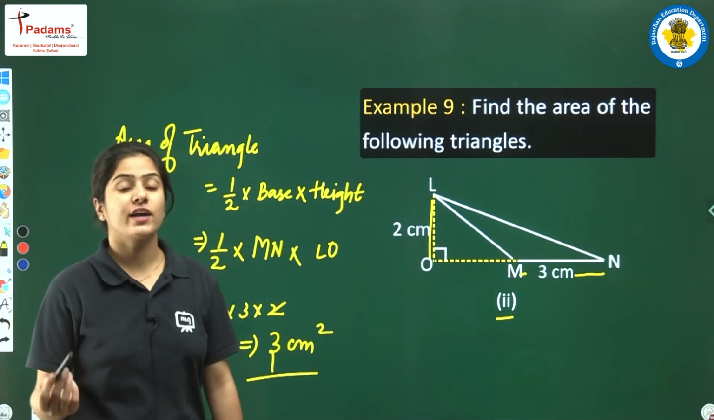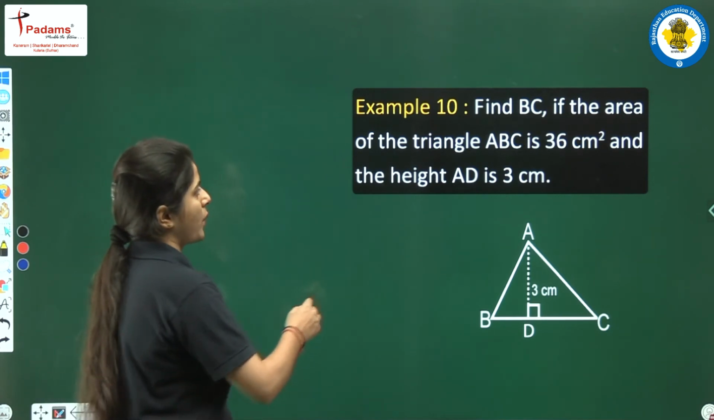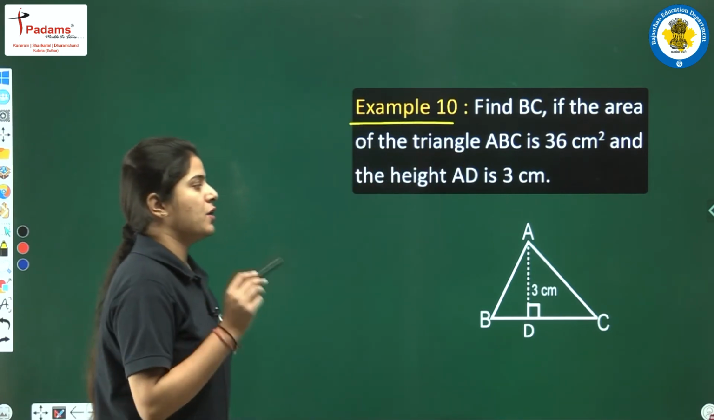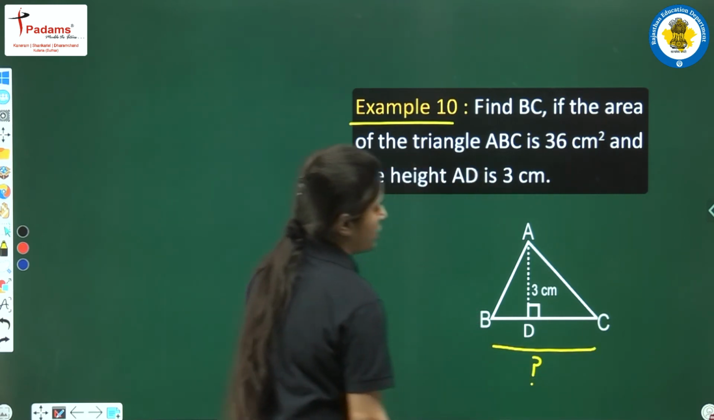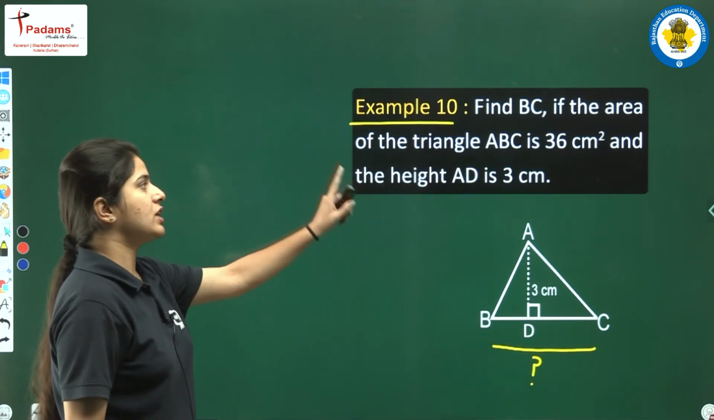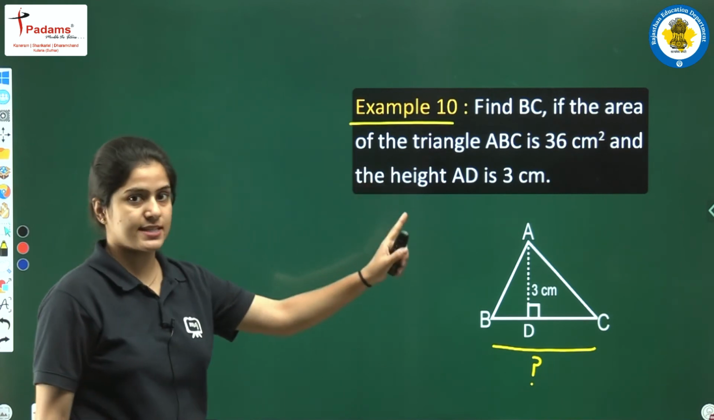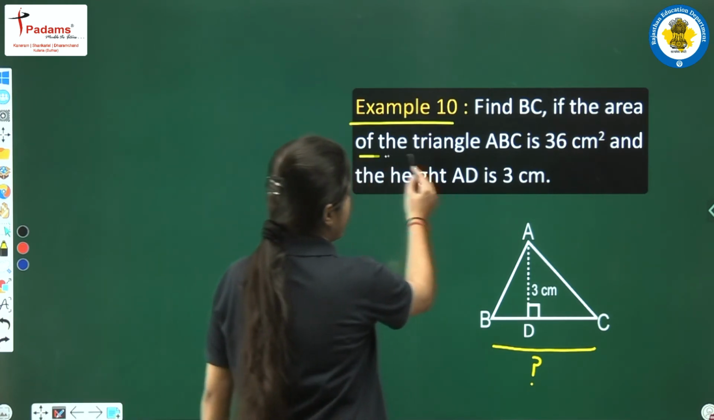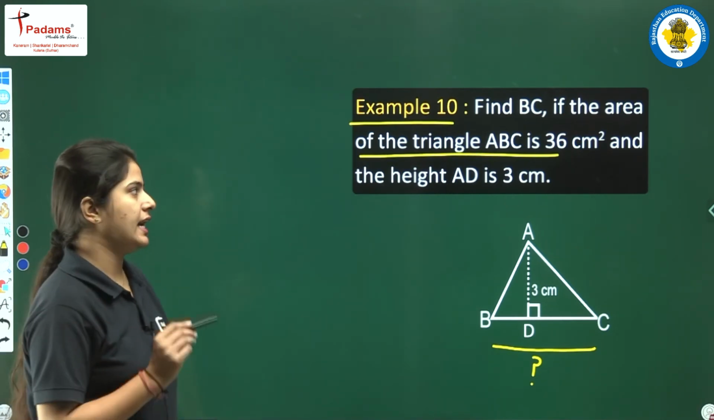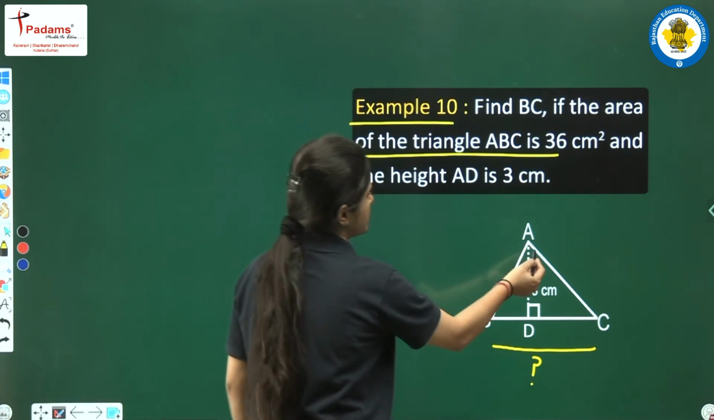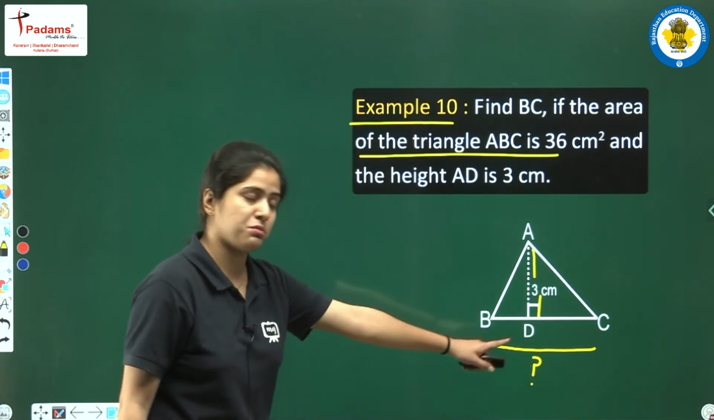Alright students, looking at the next question, question number 10. Find BC. You have to find out this particular side, right? You have to find out BC if the area of the triangle ABC is 36 centimeter square. The area of triangle ABC is given as 36 centimeter square and the height AD is equal to 3 centimeter. You need to find out BC then.